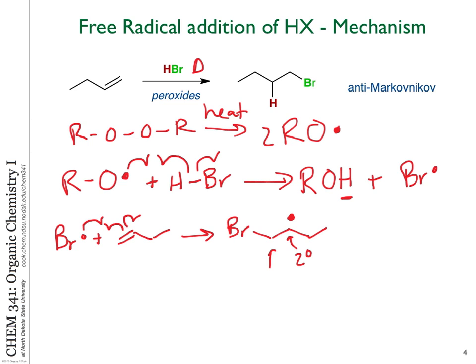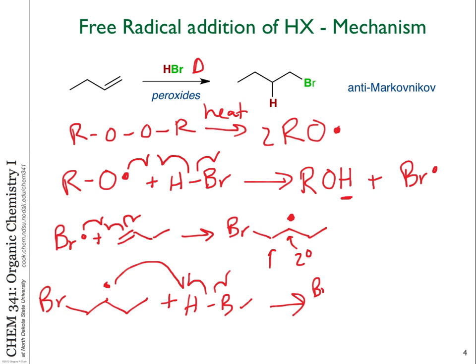Well, it has to produce, again, a bromine radical with HBr, so I'll draw this as another step here, plus HBr, okay? That's where the hydrogen comes from. That produces the product, plus Br radical. That Br radical can go back and propagate the chain, react with another alkene, and so on, until various termination steps could take place.